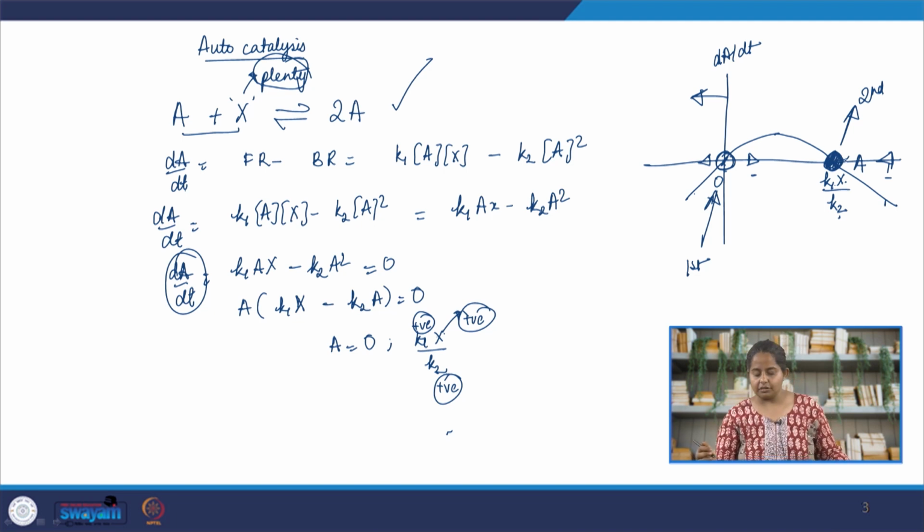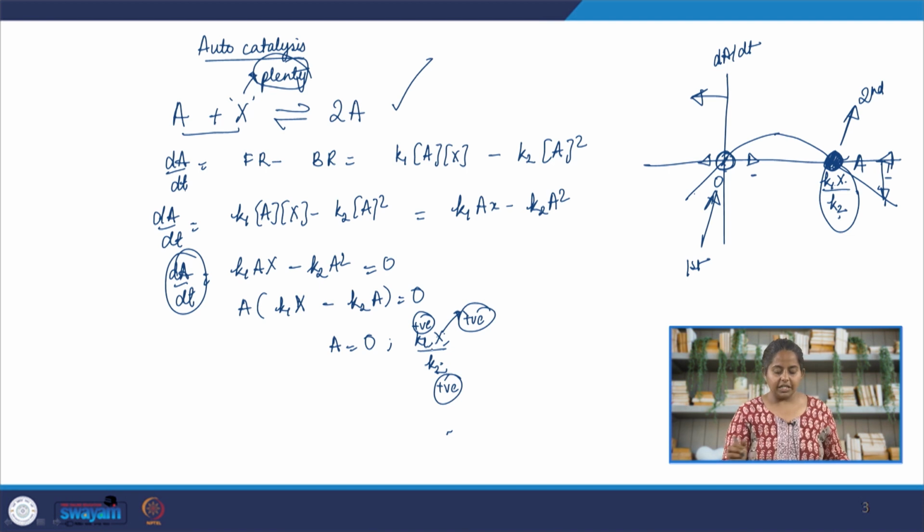When it does that, it will stay there because it's a fixed point. If your starting concentration is beyond the second fixed point, which is K1x by K2, dA by dt is negative, which means the concentration of A will reduce until it reaches the fixed point. So, on the right side, the value reduces until it reaches K1x by K2. On the left side, the concentration of A increases until it reaches K1x by K2. Look here, x is a constant. K1 and K2 are universal constants under given temperature, pressure and conditions.